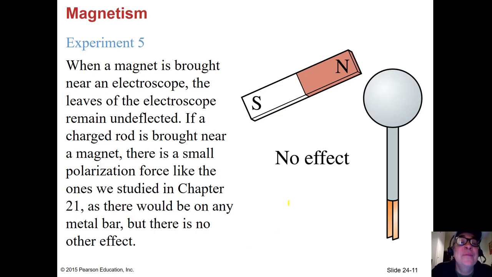Here's another experiment. When a bar magnet is brought near an electroscope, an electroscope is an object that you could actually charge up. If you were to charge this with charge, these little gold strands here would actually separate. But if you bring a bar magnet near the electroscope, nothing happens. So you can't charge this up with a magnet in this way. You could if you had a plastic rod or a glass rod like we saw in chapter 21. So you can't induce this thing to become charged up by just bringing a bar magnet close by.